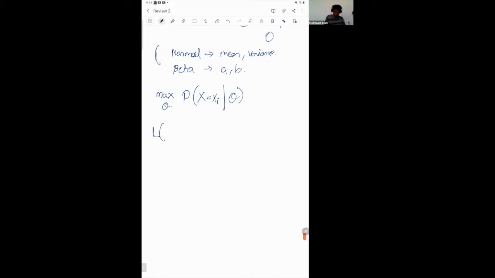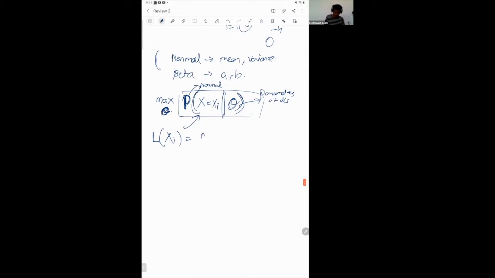This is the likelihood. Does that make sense? So what I'm doing is, this probability distribution is fixed. P of x, this is normal. This theta indicates my parameters of the distribution. So it's kind of saying, go through all the theta that I have, all the possible values of theta.